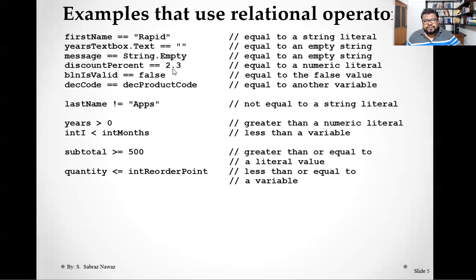decimal place variable. Since we don't have any suffixes like M or F, it means this is a double data type. And the Boolean data type has false or true values. And here we are assigning another variable to a variable. Here we are using a not equal sign. Here greater than and less than. Greater than or equal to and less than or equal to. These are some examples of how these relational operators can be used.